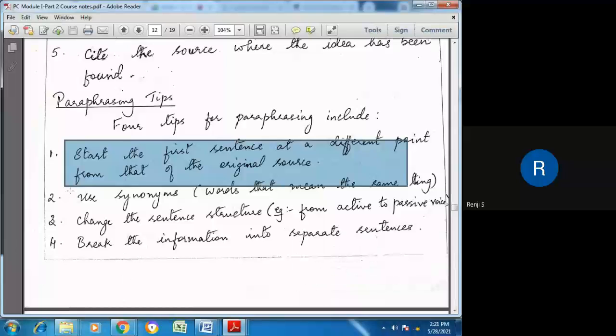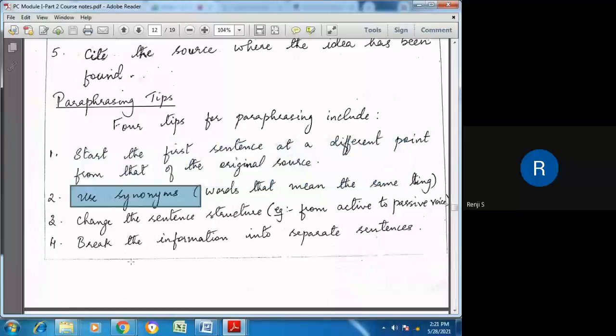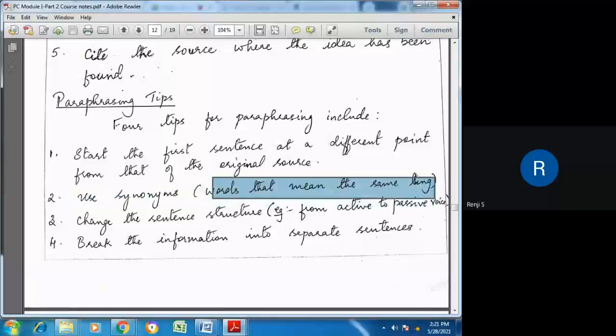Then use synonyms. As we have studied earlier, if there are certain words in the paragraph which can be substituted by synonyms, then substitute the words by synonyms. Synonyms are words that mean the same thing. So if you know the synonyms of a particular word, then substitute that word by its synonym so that it doesn't look exactly like the original paragraph.